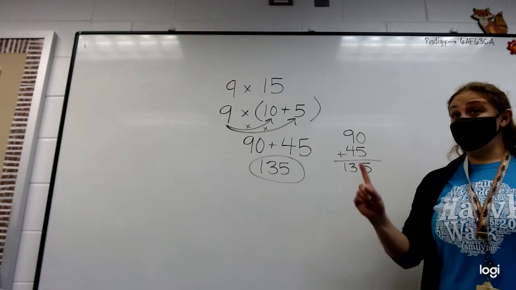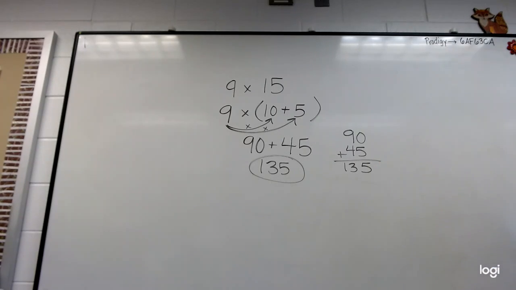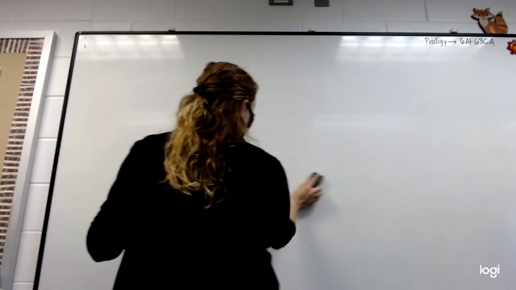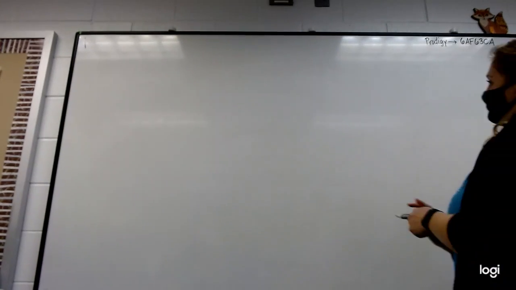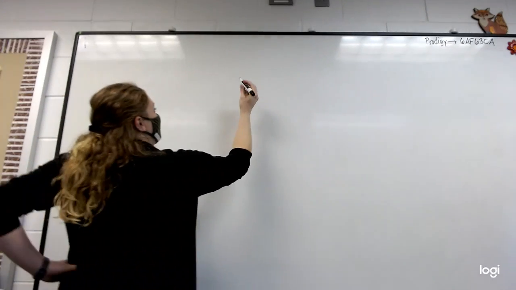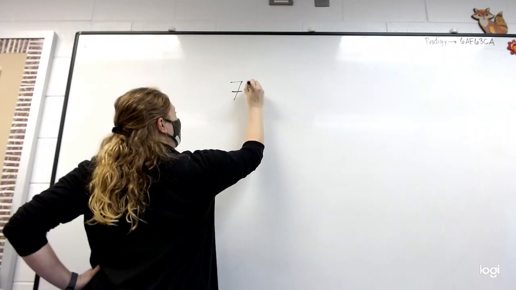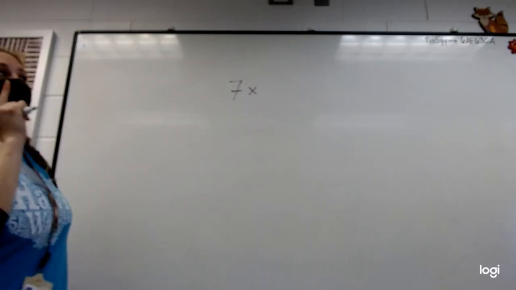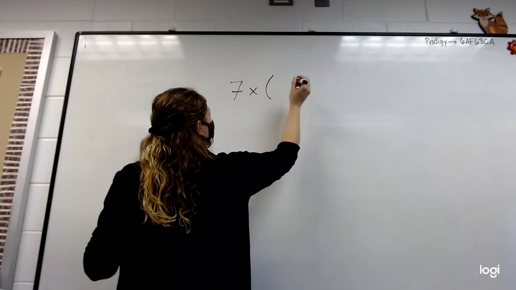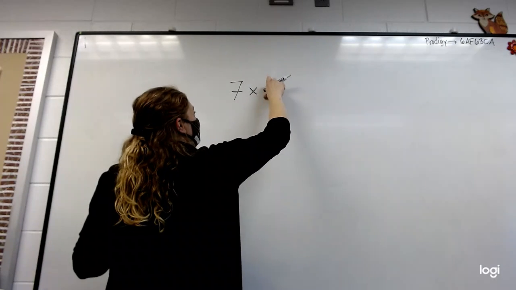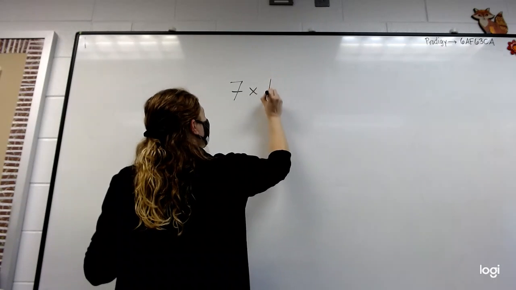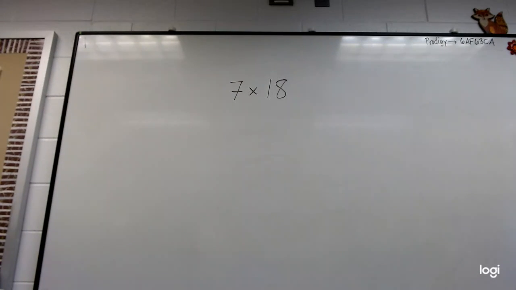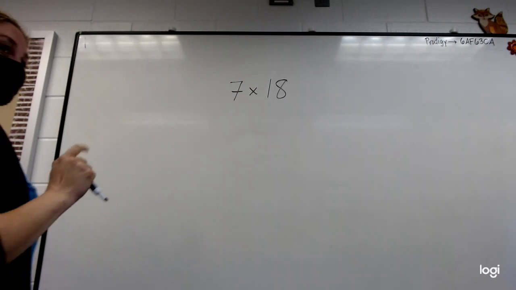Okay, we'll do one more, and then we're going to get ready for special. All right, erase your boards. I'm going to pick our number this time. All right, let's do 7 times 18. Write it down.